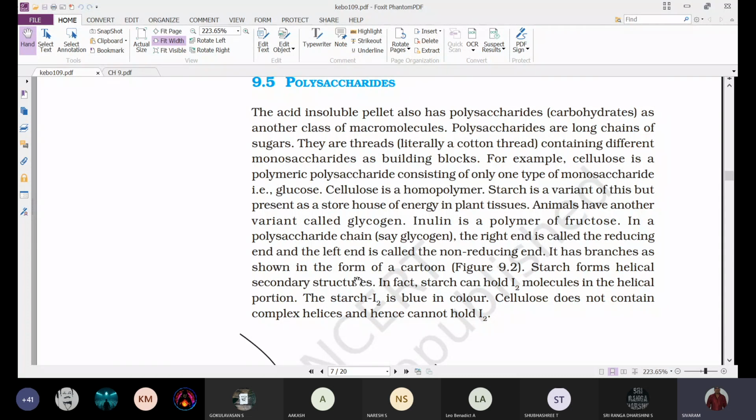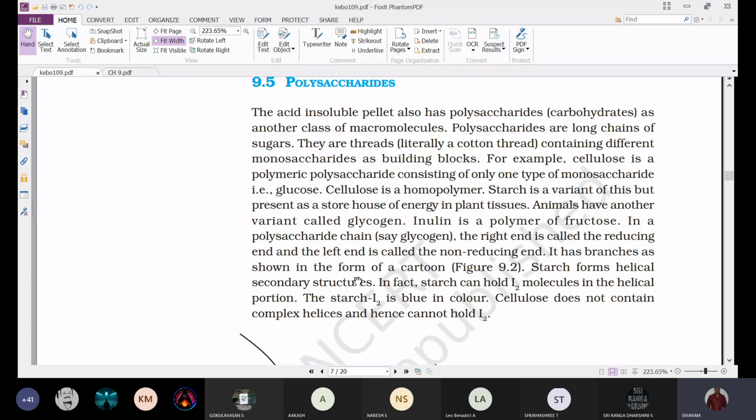Disaccharide means a sugar molecule made up of two monomers. Two glucose molecules make maltose. Maltose is a disaccharide made up of two molecules of glucose.